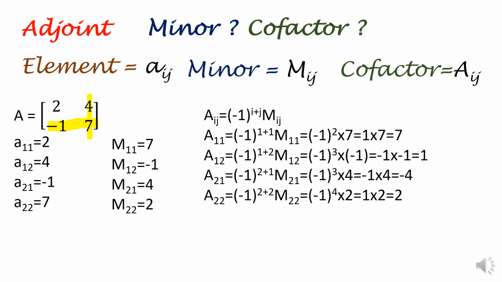Thus, after getting the cofactors, we form a matrix of cofactors like this. So the cofactor matrix is Aij, 2 by 2 over here. Remember, the elements go to the corresponding positions. That is, the 1/1th position is occupied by A11, that is 7.